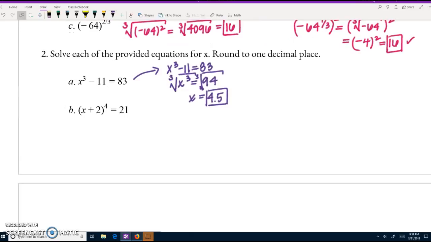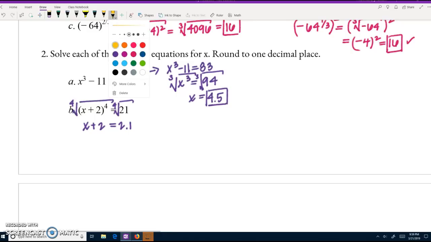Now, if we take a look at B, this one's just a little bit different because an entire binomial is being raised to the fourth power. So here what we want to do is take the fourth root to undo that fourth power. So then I'm going to be left with x plus 2 here, and then I have the fourth root of 21. And so if I get a 1 decimal place approximation there, that's going to be 2.1.